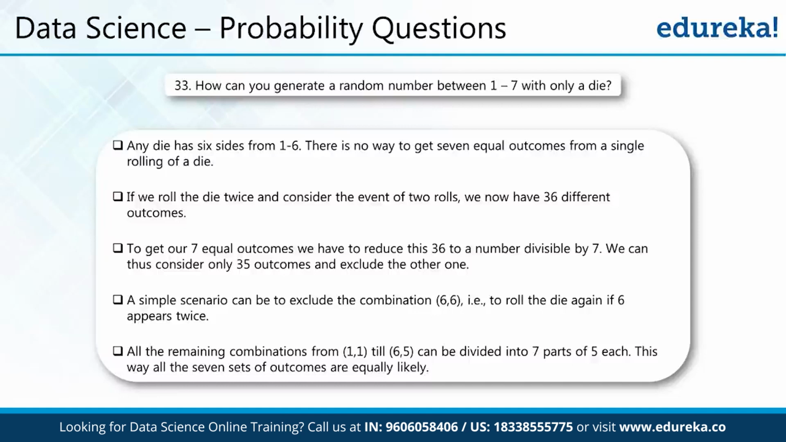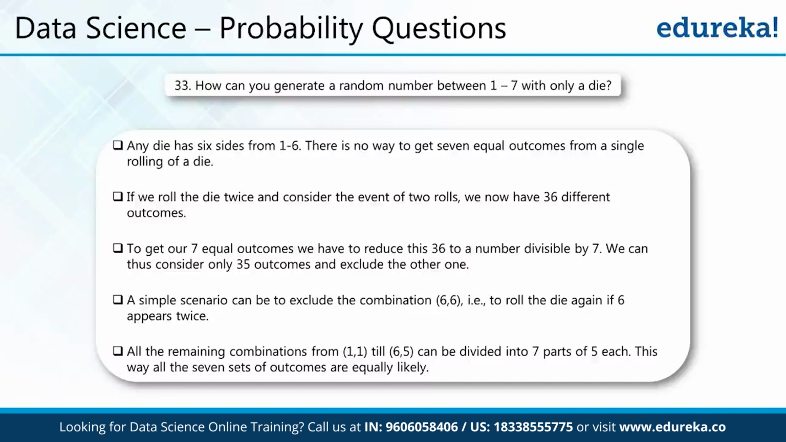So we have these 36 different outcomes. How do we now make sure that this is equally likely? First we have to find a number which is divisible by 7, which is close to 36. So maybe we can exclude one of the possibilities from the 36 combinations and keep only these 35 possible outcomes, like excluding maybe 6,6. If we remove this possibility, we are left with the remaining 35 possible outcomes, all the possible combinations starting from 1,1 till 6,5, right?